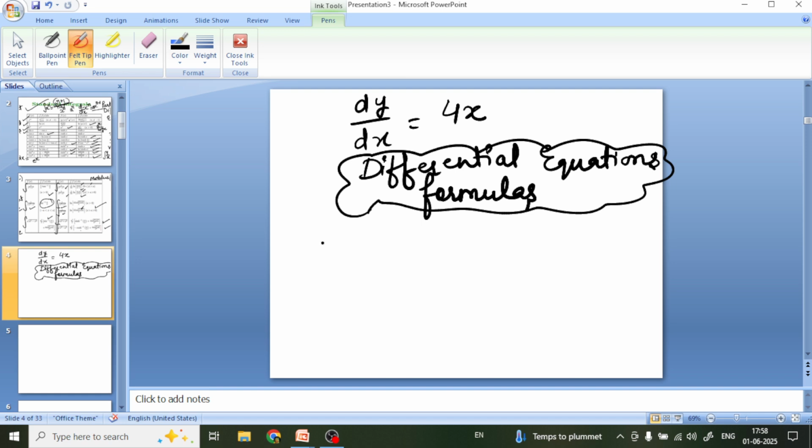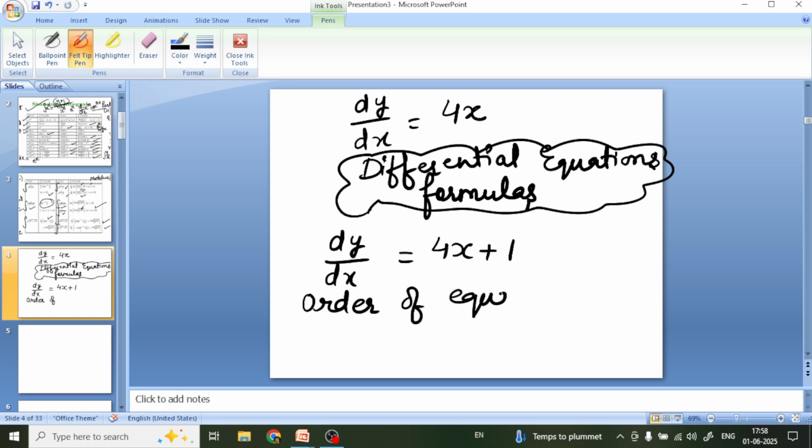For example, dy over dx is equal to 4x plus 1, and here you have to find the order of the equation. The order of the equation is equal to 1. How? Because the power is 1. So that's why the order of the equation is equal to 1.